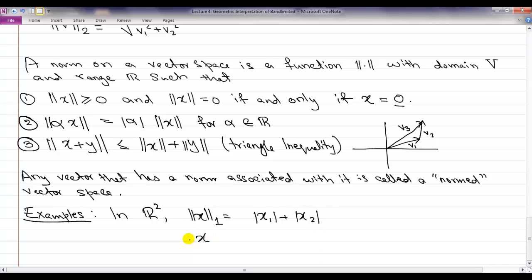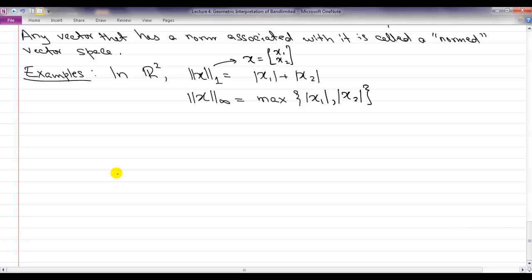Another norm that is defined is termed the infinity norm, which is simply the max of the absolute value of x1 and the absolute value of x2, where x1 and x2 are just the components of the vector. So I'm writing my vector in R2 as this. And similarly, you can extend these definitions of norms to other cases.